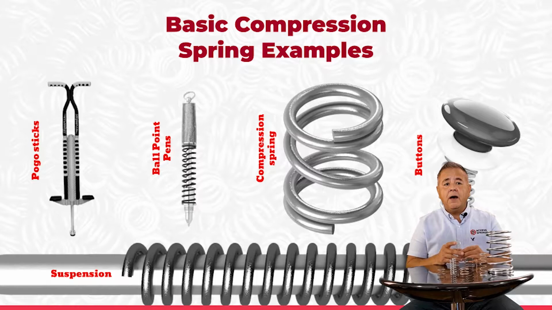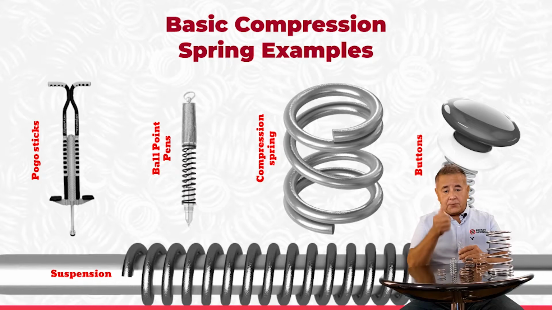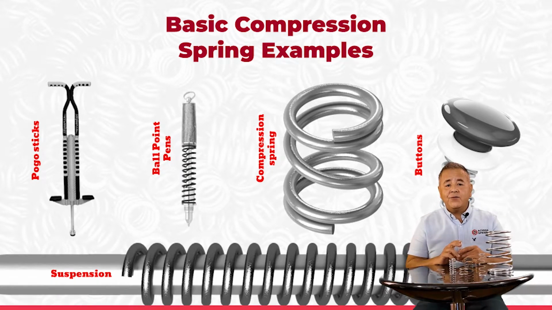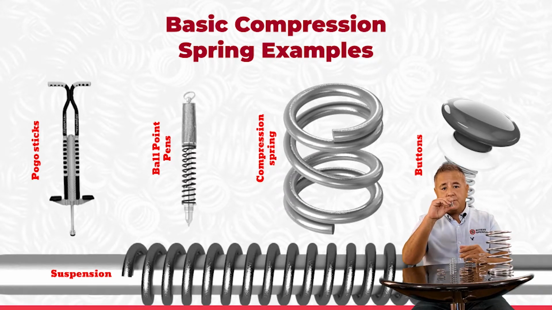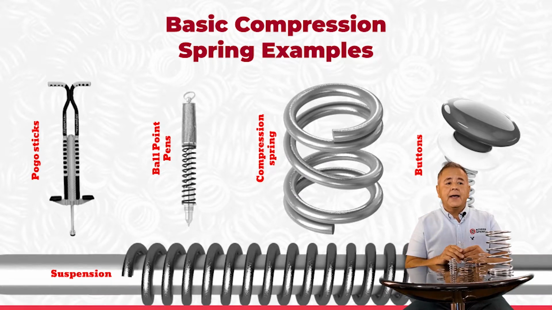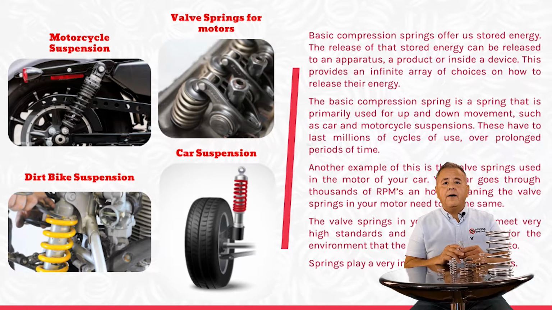The next one would be a ballpoint pen. As you well know, ballpoint pens have a little button that you click or push on top. The pen comes out and you can write with the pen. The next one is just a general illustration of a compression spring. And the fourth illustration is a button that's used with the compression spring underneath it. The compression spring will compress when the button is pushed, and thus release the button back to its original position or length.